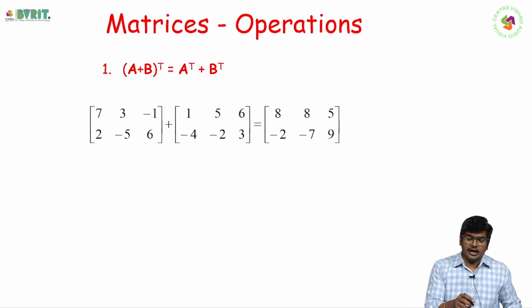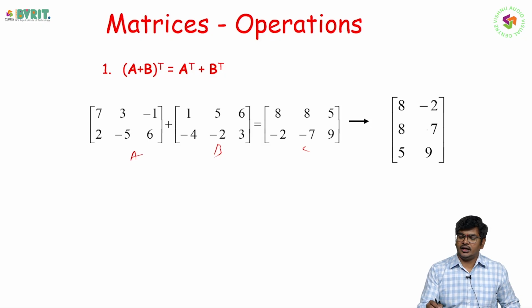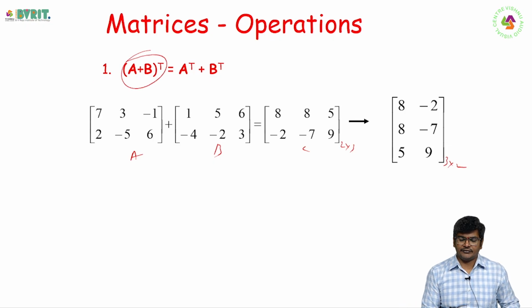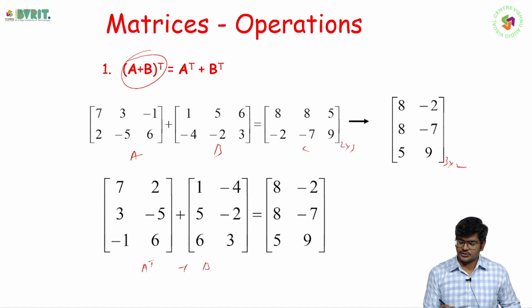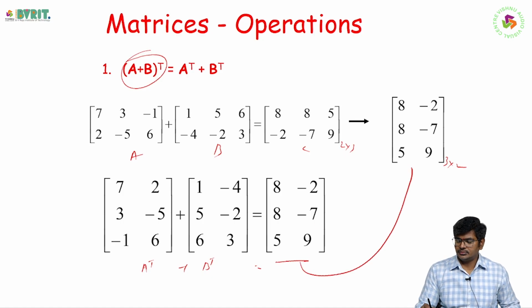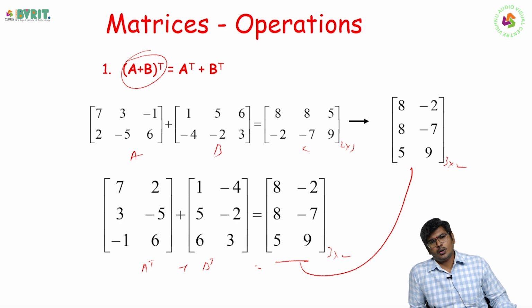Again an example, A plus B whole transpose. This is the A matrix, this is the B matrix. The result matrix is C. Then after transpose we get A. Interchanging the rows and columns, this order is 2 by 3. Again transpose, we get 3 by 2. This is our left hand part. Then A transpose and B transpose, A transpose plus B transpose, we get 8, 8, 8. Therefore, both are the same. Therefore, A transpose plus B transpose equals A plus B whole transpose.